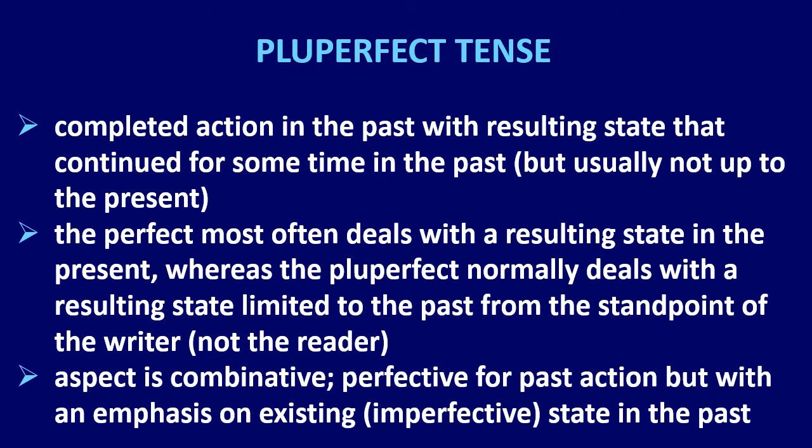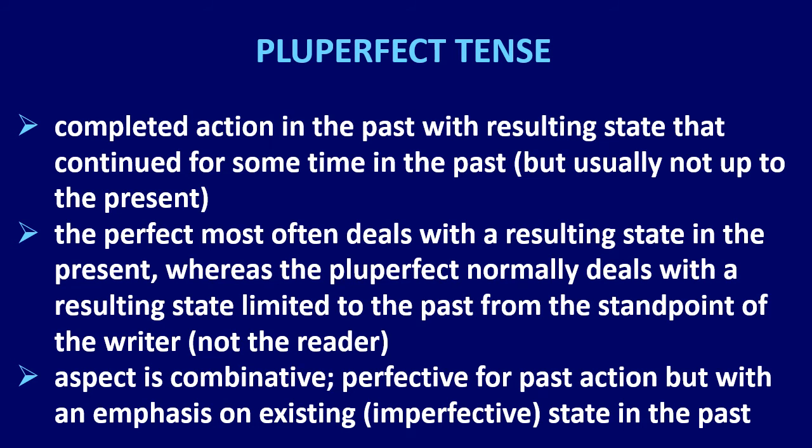Another point is the aspect of the pluperfect. Again, Greek being aspect prominent, this is what we need to think first about. The aspect, just like with the perfect, is going to be combinative. It will have perfective aspect for past action, but with an emphasis on existing imperfective state. But keep in mind that that imperfective state was in the past. So you've got two parts again to our understanding of this tense form, a past action and a resulting state.